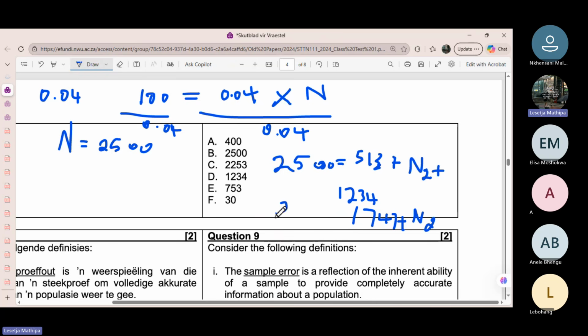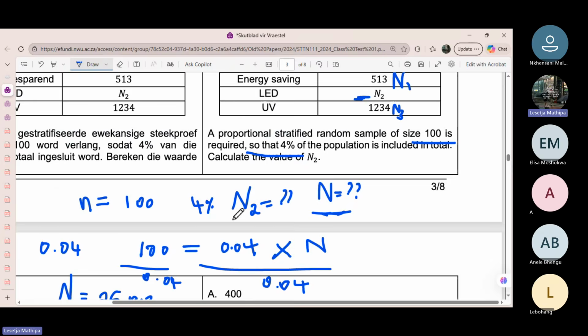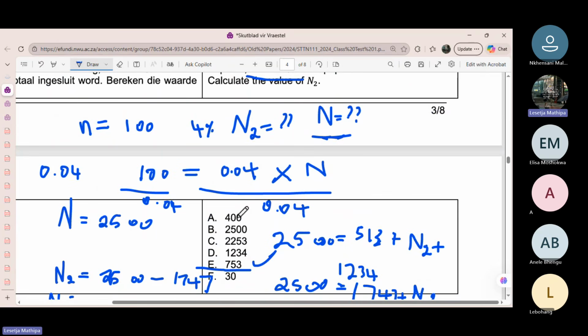Which is equal to 2,500. Now to get the N2, we're just going to say N2 is equal to 2,500 minus 1,747. And what is the answer? Therefore, N2 is equal to 753, which is this one. So the answer is option E. Any questions?